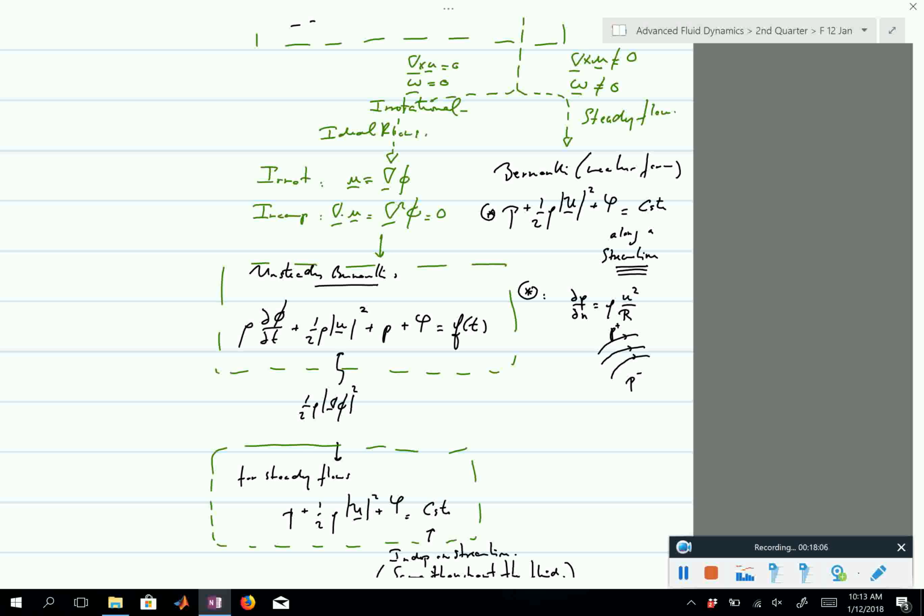In particular, and this is something I've said a few times that you don't want to forget, if your streamlines are linear, what do you know about the pressure? It's constant across streamlines, right? You always know that. It has to be constant across streamlines.